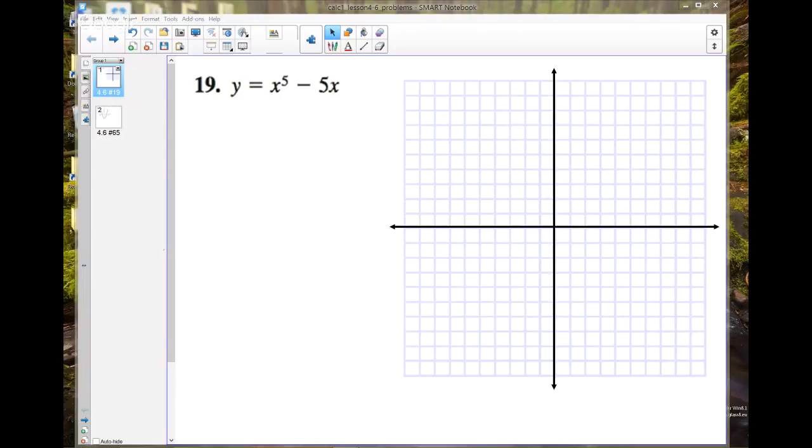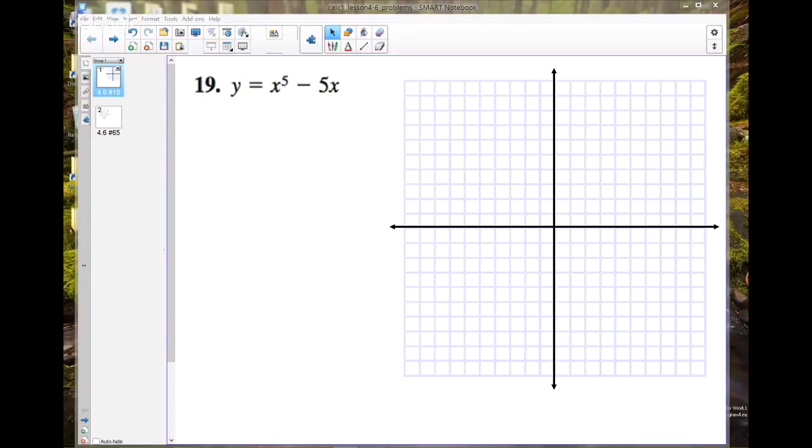I'm now going to try to show you problems number 19 and number 65. They were both from lesson 4.6. Remember, they were requested and we didn't have time to go through them in class, so I'm going to try to do this by video.